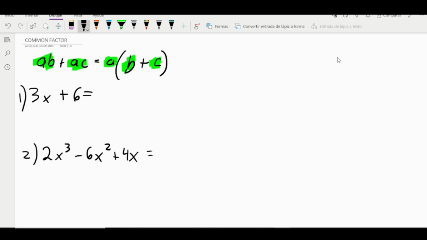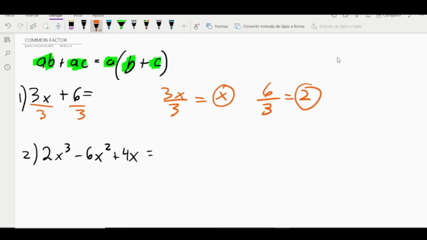For example, we have 3x plus 6. Here, the common factor could be the 3, because if you divide by 3 in both terms, we have 3x divided by 3 is equal to x, and 6 divided by 3 is going to be 2. So here we have x and 2, so we have x plus 2, and we have times 3. So that's the way that we can factorize applying this method.